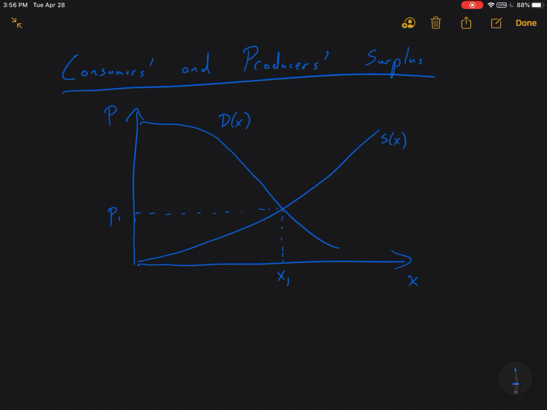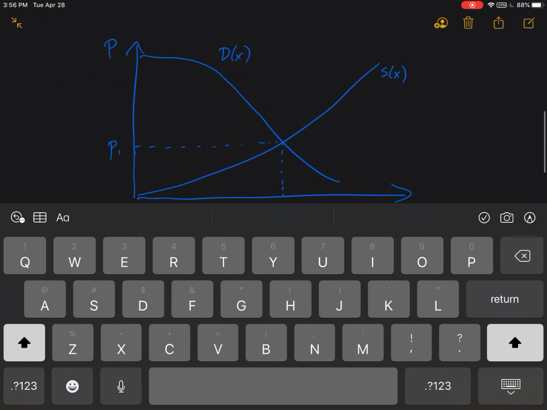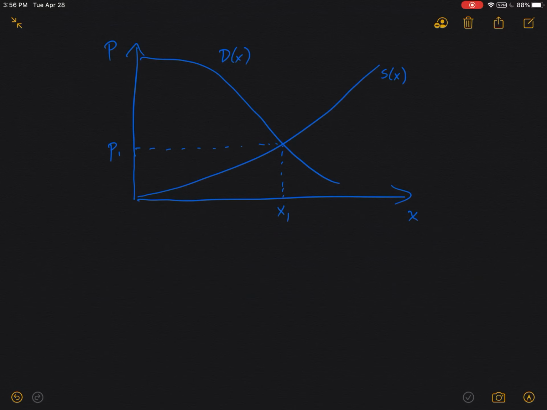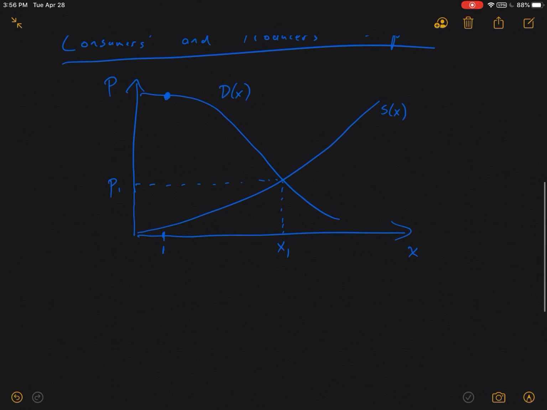And now what I want to do is sort of consider what this area means. So let's think about this in terms of these individual buyers. So let's focus for now on maybe the first unit that gets sold. So if you look at this point, just so that we have concrete numbers, let's say that there's one unit that would get sold at a price of $80, for example. And let's just say that the equilibrium price ends up being $40.